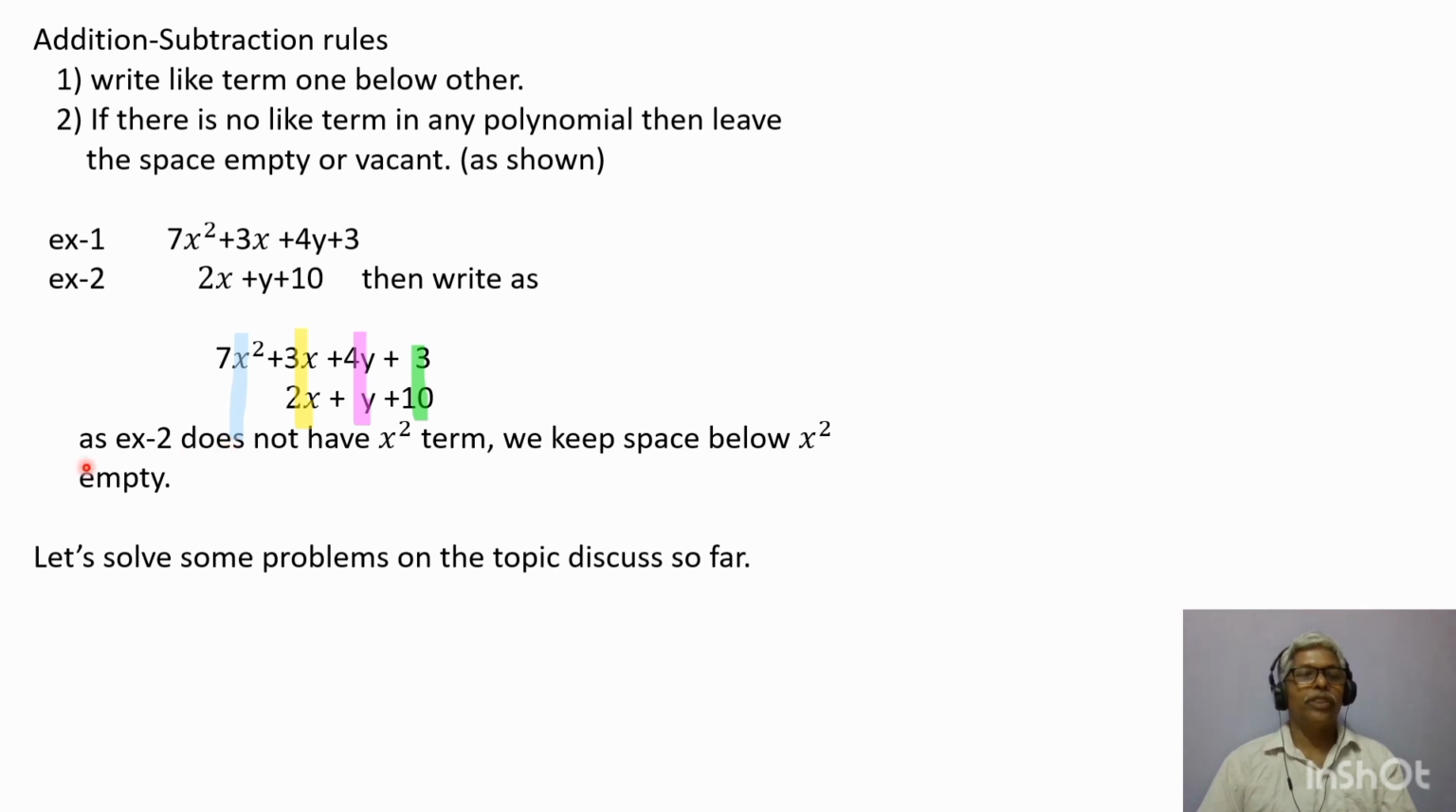So, as given here, example 2 does not have an x square term, so we keep the space below x square empty. Okay. So after learning this, let us try some problems and discuss some problems on this topic, to try to understand the topic in a better manner. So we try to solve some problems on the topic.